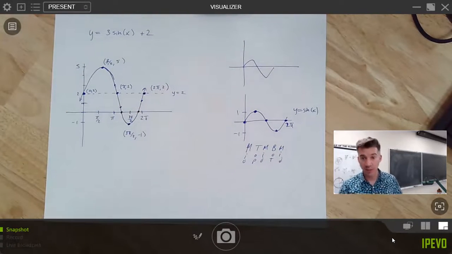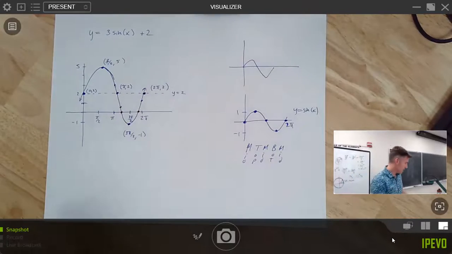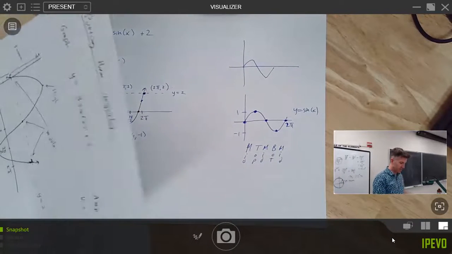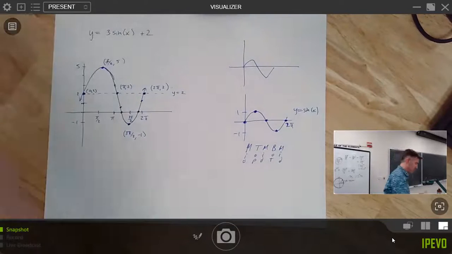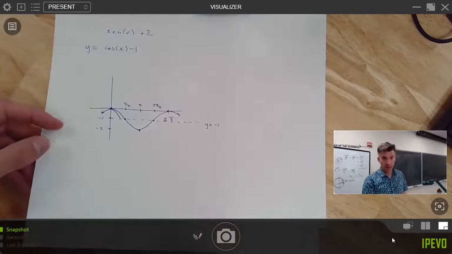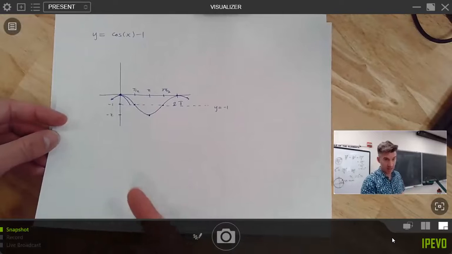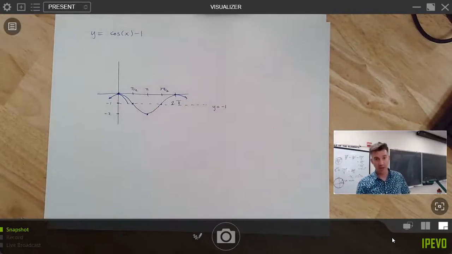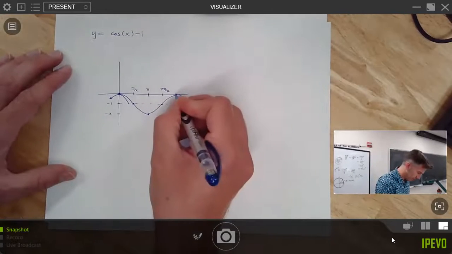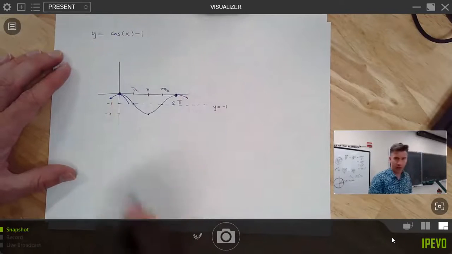The only exception to that for sine and cosine is specifically if the intercept happens to be like here, right? In this graph where we did cosine of x minus 1, we would want to know the x-intercepts because they happen to be exactly your top points there.